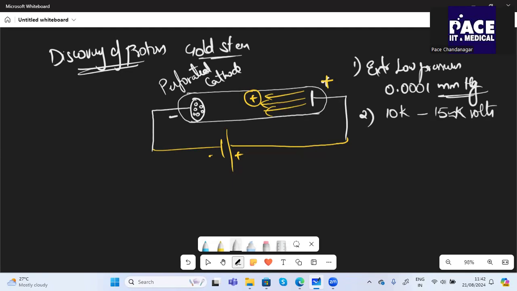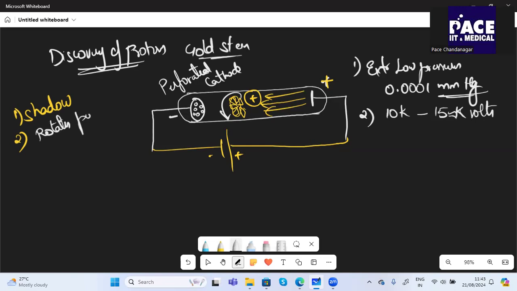Now here, what characteristics do we observe? These rays travel in straight lines. Yes, they cast the shadow of an object placed in their path. In case there is any irregular object, they cast the shadow of this object placed in their path. Number one, shadow is being projected there. And similarly, like the cathode rays, they also rotate a paddle wheel. If you put a paddle wheel, this wheel will be rotated because of the high momentum of these particles, and they also have a heating effect.